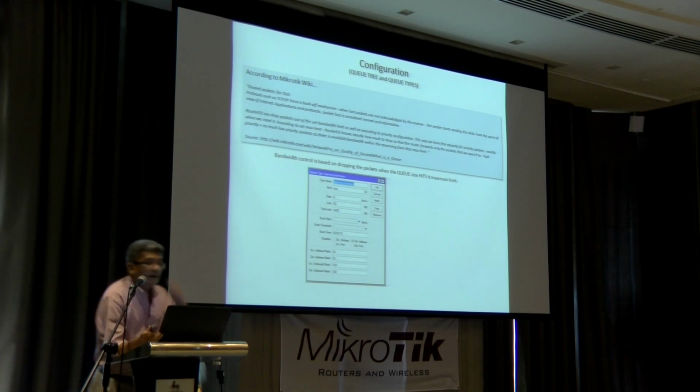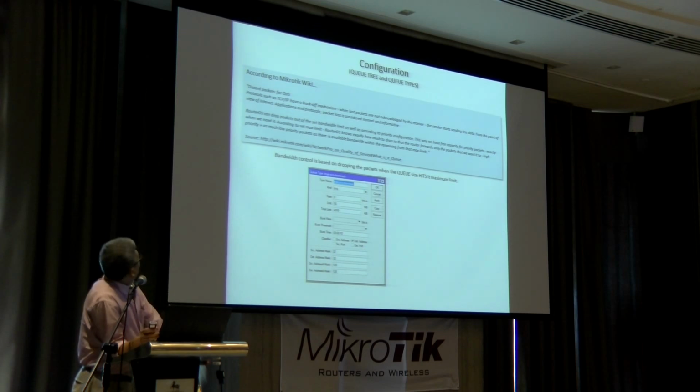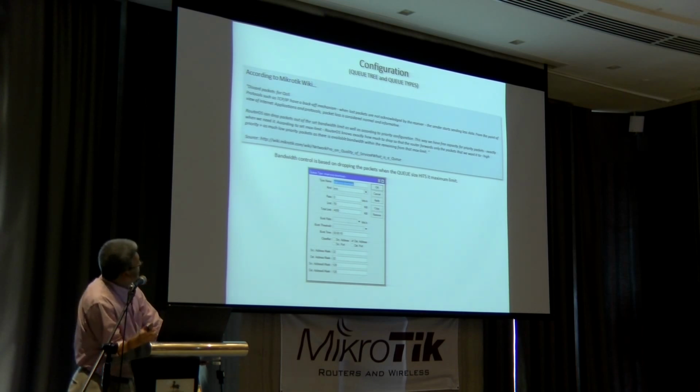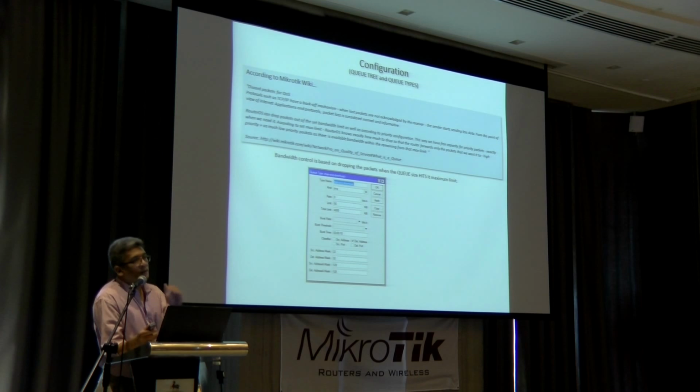Now, according to the MikroTik, bandwidth control is based on dropping the packets where the queue size hits the maximum limit. A lot of my clients are very confused about the queue size and how the bandwidth works with the MikroTik. Basically, the bandwidth is based on dropping the packets. So when you assign a queue limit, and it hits the limit, it starts to drop the packets.